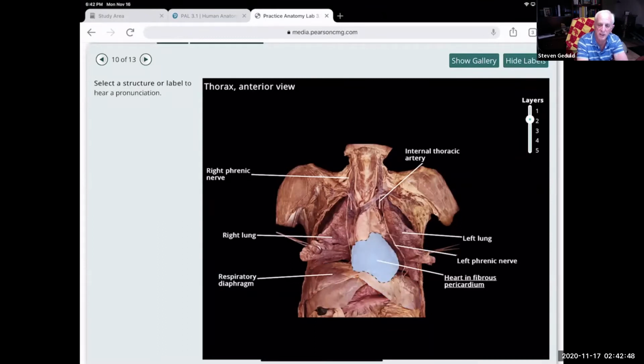And you have the internal thoracic artery running up into the thorax right here, up on the top, on both right and left sides.